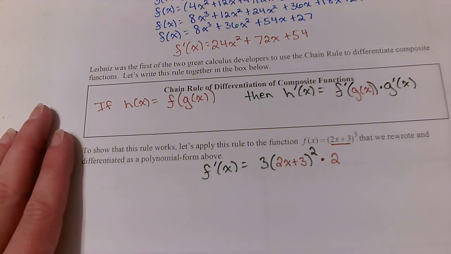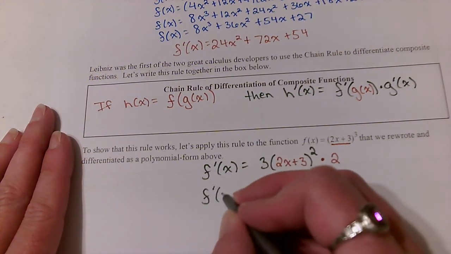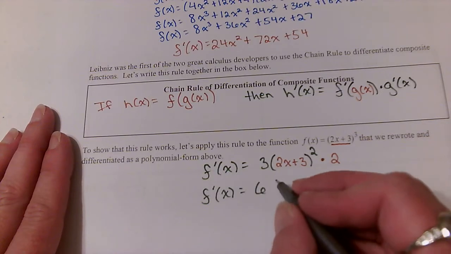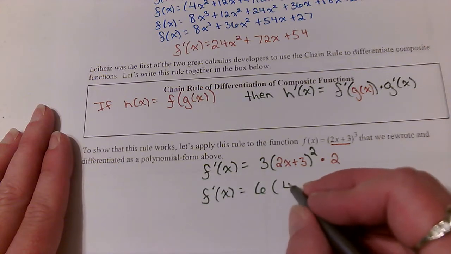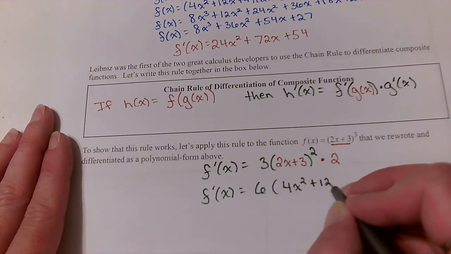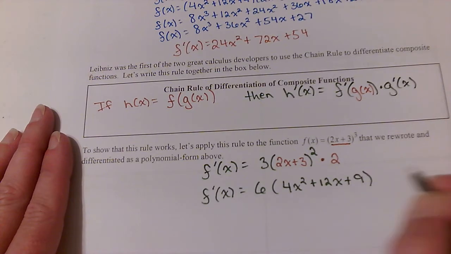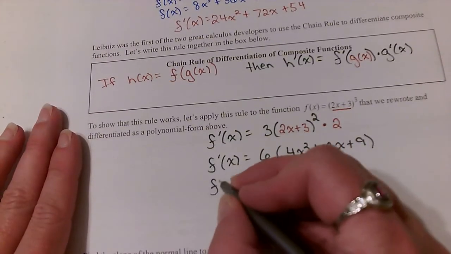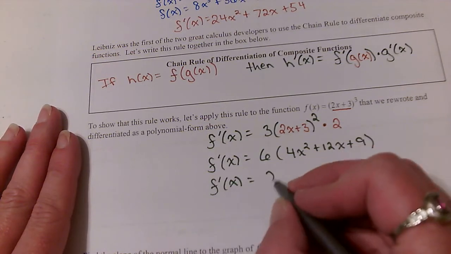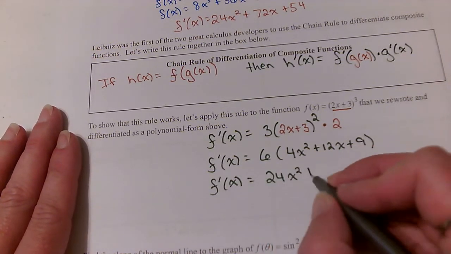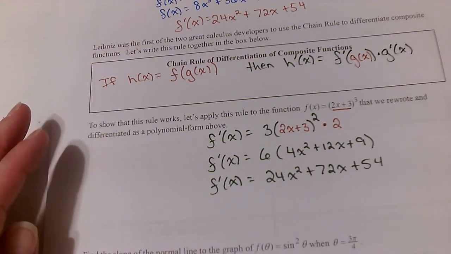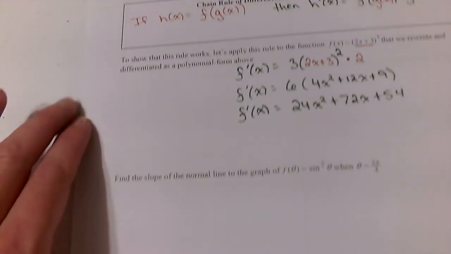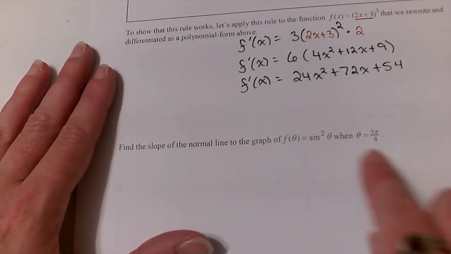Well, I want to show that these two things are the same thing. So that's 6 times (2x + 3) times (2x + 3), which is 4x squared plus 12x plus 9. And if I distribute, I get 24x squared plus 72x plus 54. A lot faster. Really comes in handy for things like this.